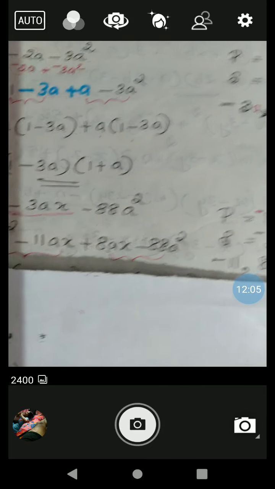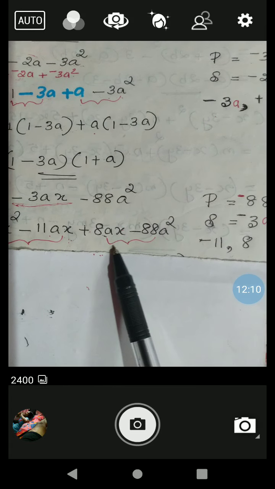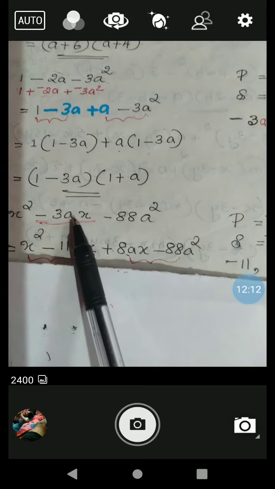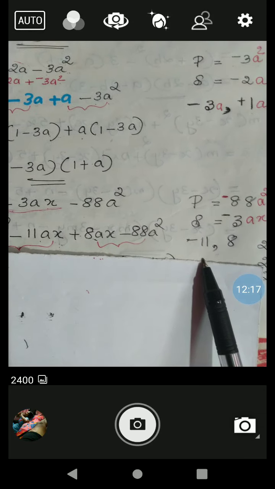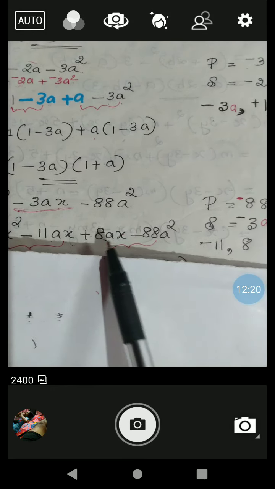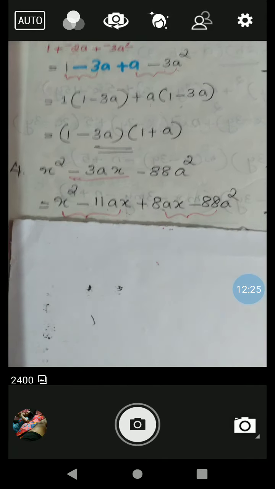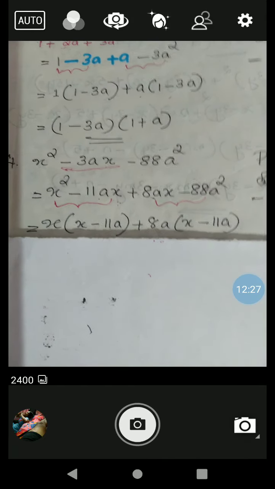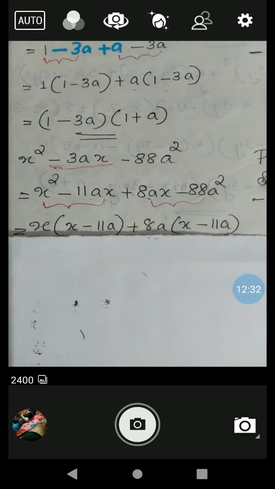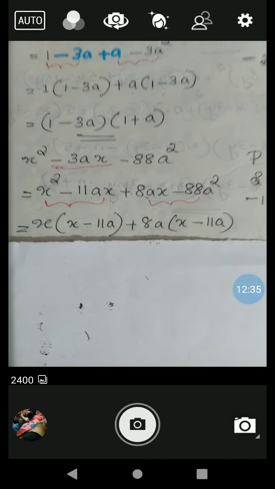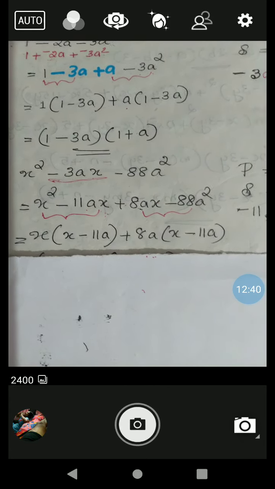So split the middle term in that form. Here minus 3ax can be written as minus 11ax plus 8ax. You can see here. Now apply the grouping method. First two terms in one group, other two in another group. What is the common factor in the first group? X is common. It is very clear. X is common. Take x outside.